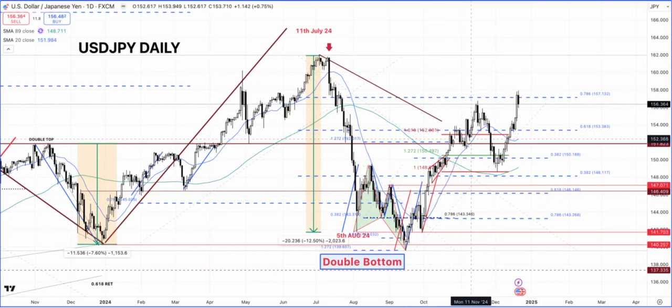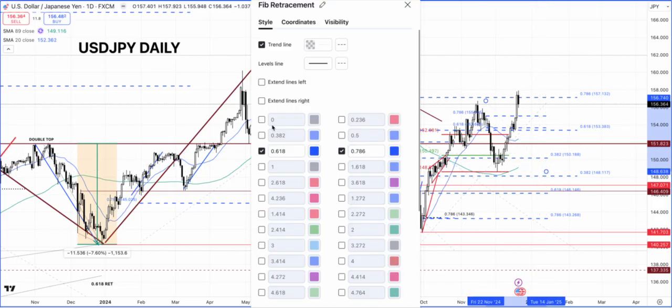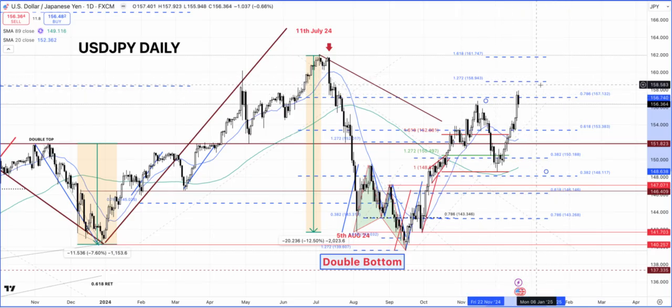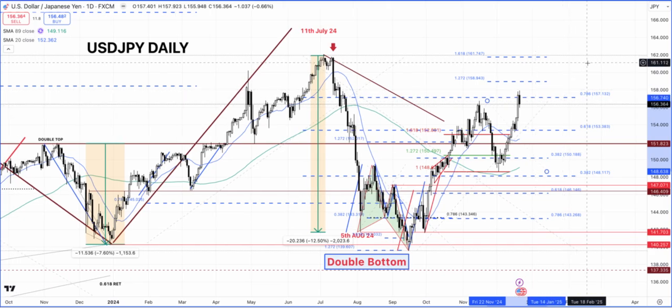Now I cannot spot a proper ABCD right here. But what I could also do is just draw an expansion level, because this being a pretty strong move, if there is a rally coming from this, I would imagine this 159 level is gonna be pretty strong resistance. So between 157 and 159, it's two big figures, so it's quite a bit actually. But this is where I would be looking pretty much right here, because it's 78.6% retracement. We could see some strength coming in the Japanese yen.